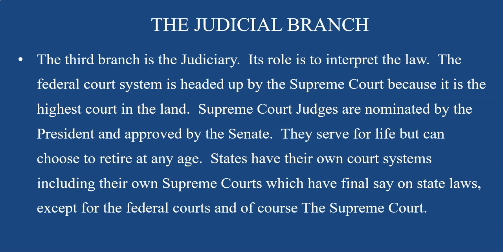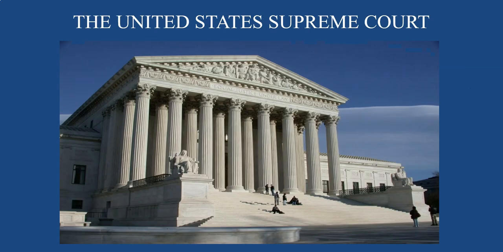The judicial branch. The third branch is the judicial branch. Its role is to interpret the laws. The federal court system is headed by the Supreme Court because it is the highest court in the land. Supreme Court judges are nominated by the president and approved by the Senate. They serve for life but can choose to retire at any age. States have their own court system, including their own Supreme Courts, which have final say on state laws, except for the federal courts and, of course, the Supreme Court.